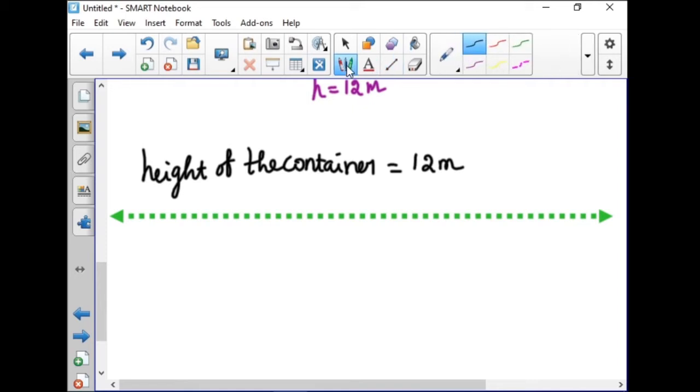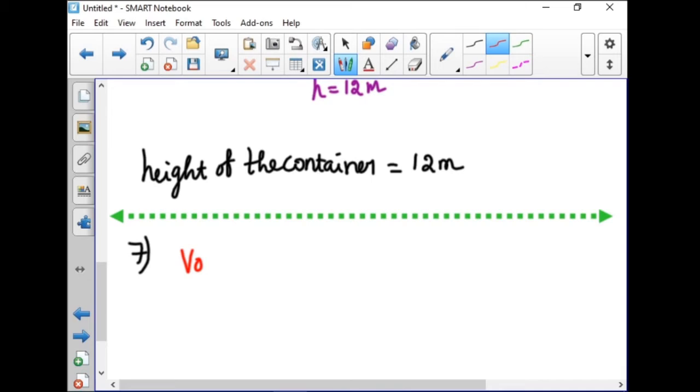Then next one, question number 7. The problem is, find the volume of a cube, each of whose side is 5 centimeter, and the second one 3.5 meter, and the third one 21 centimeter. So we want to find the volume of cube. So first we can write the formula.